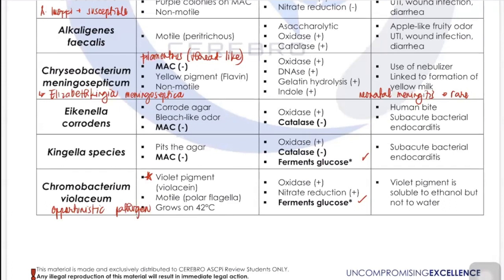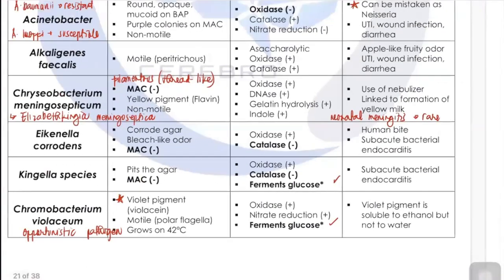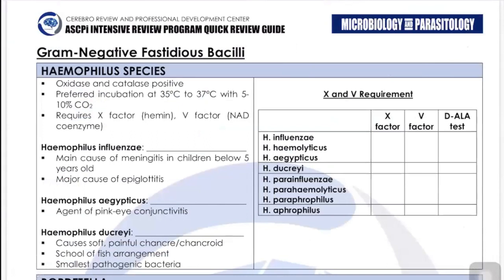Okay? So let us now proceed to the last group, no, for our gram-negative bacilli. We have the fastidious organisms. So of course, let us start with the Haemophilus species. Okay?